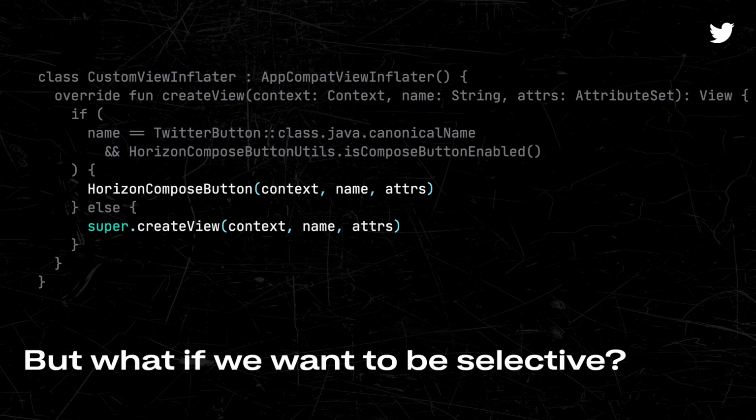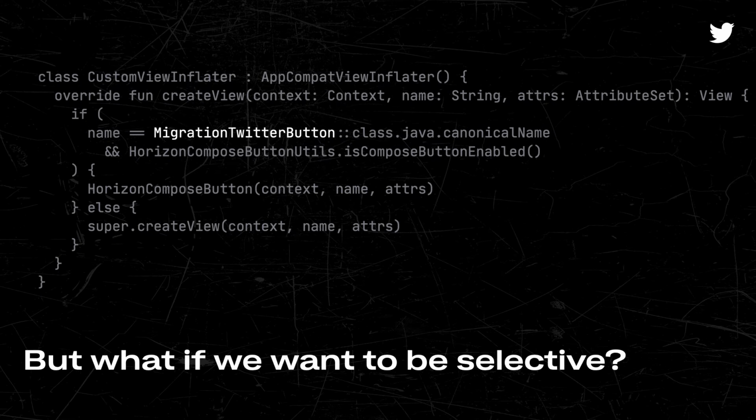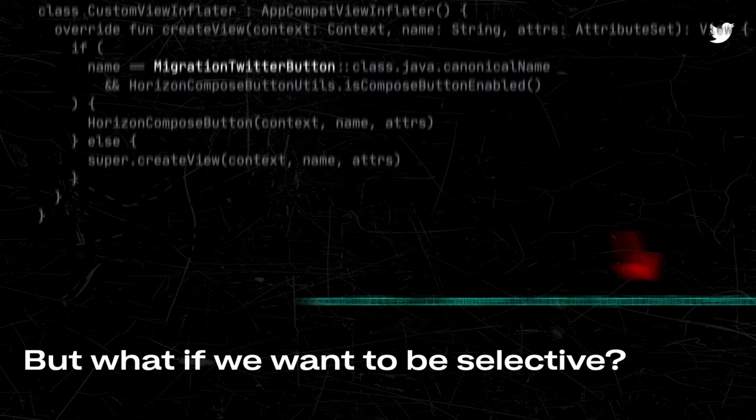But also, what if we want to be more selective? What if we want to target these migrations? What if we only want to move a handful of them automatically and be able to A/B test their performance and behavior? Well, instead of using Twitter button, we can create an empty subclass called migration Twitter button. That would be kind of a throwaway, so we don't need to keep it around very much till we productionize this code. But it allows us to kind of allow list some classes for migration.